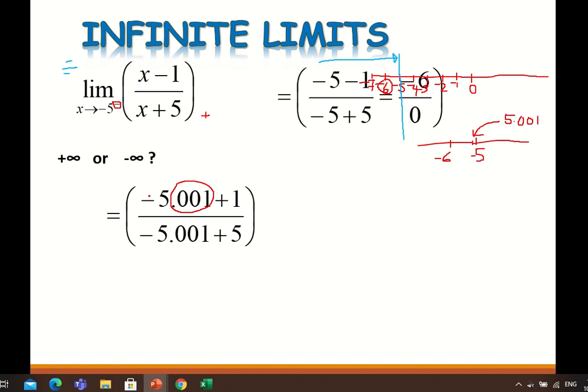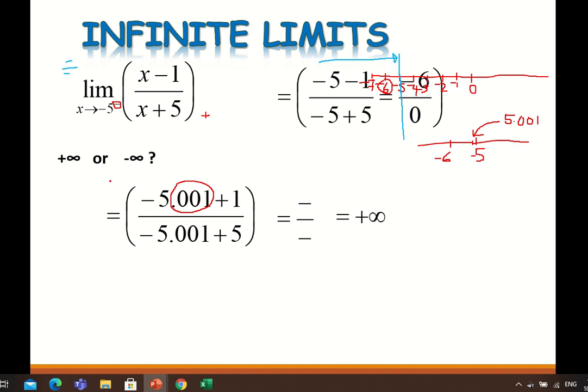So here, and this is negative, and here 5.001 negative plus 5, that is 0.0001. So negative also, we have negative at the numerator, negative at the denominator. So that's why we have the overall result as positive. So again, a certain number at the numerator and at the denominator a very, very small number. So that gives us an infinity, a very huge number. Okay, so that's positive. Negative divided by negative, that's positive. So the answer here is positive infinity.